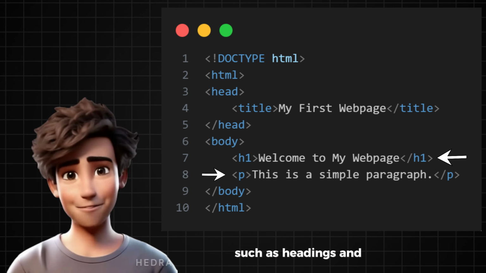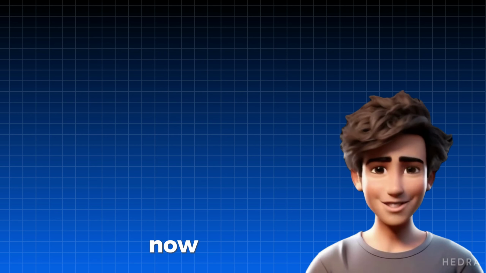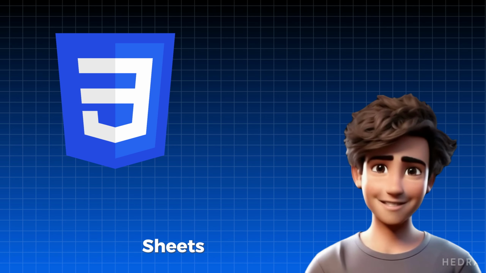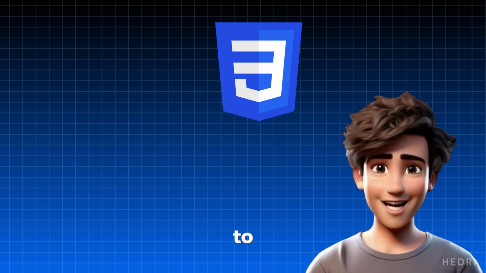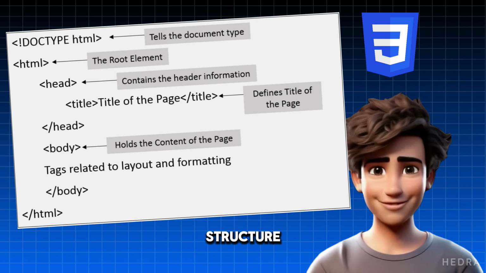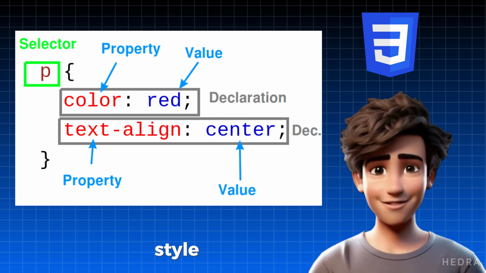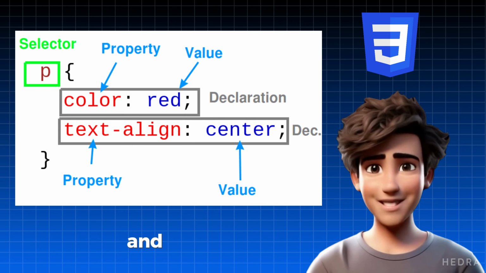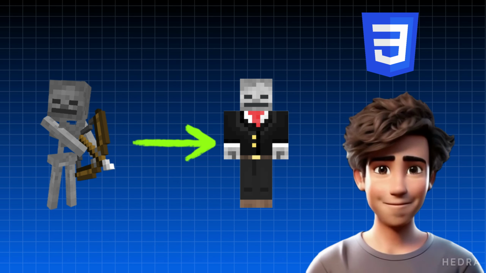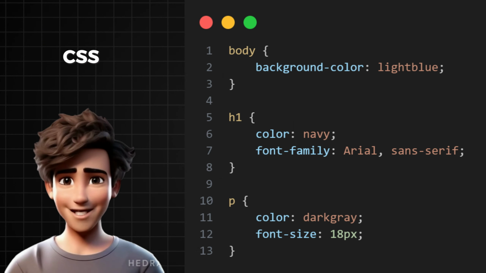as headings and paragraphs. Now let's talk about CSS, which stands for Cascading Style Sheets. CSS is used to style and lay out web pages. While HTML gives structure, CSS adds style, such as colors, fonts, and spacing. It's like the skin and makeup on our skeleton. Here's a basic CSS file.